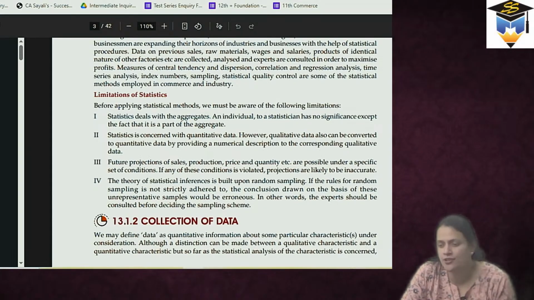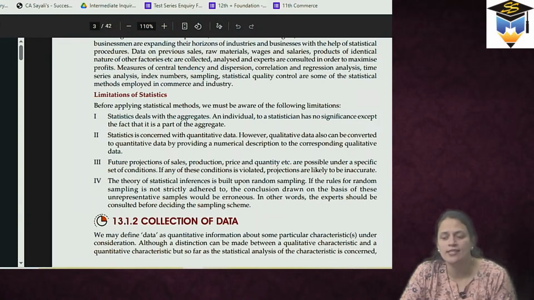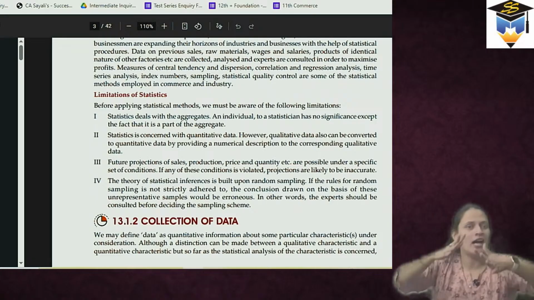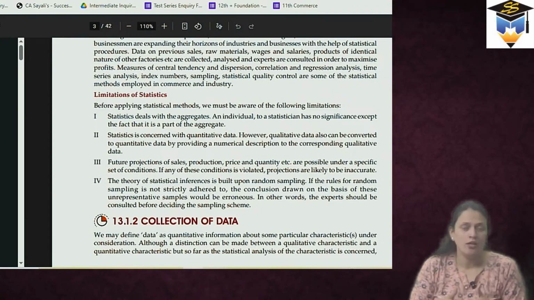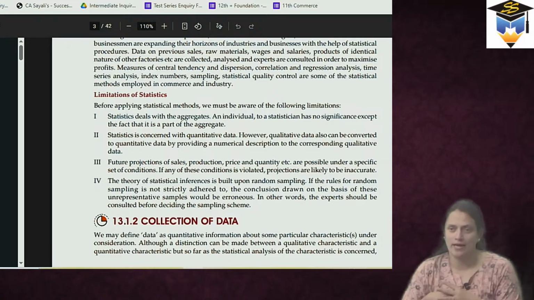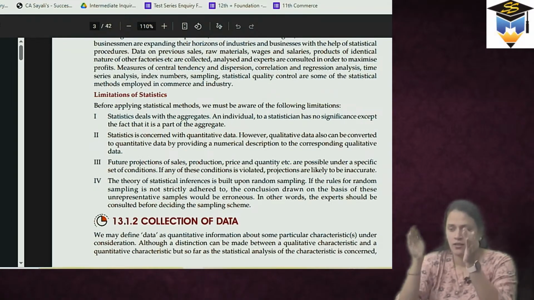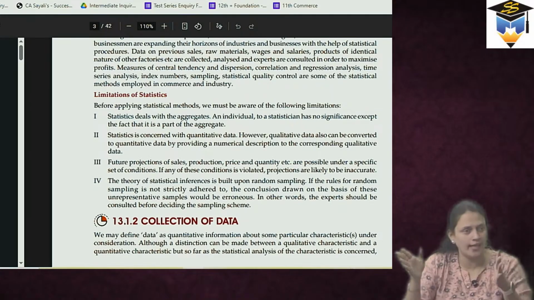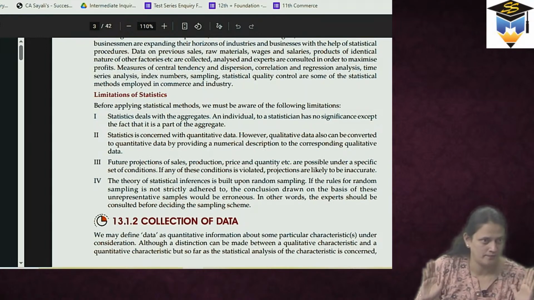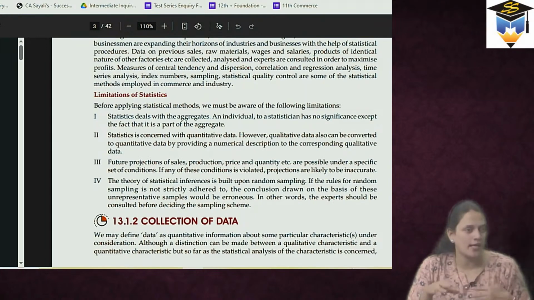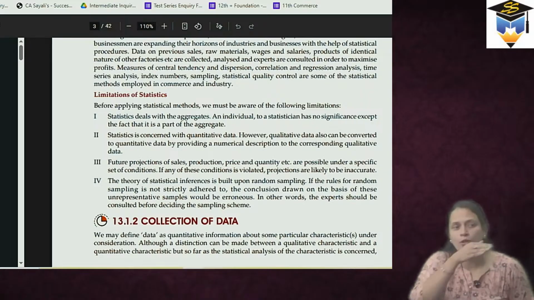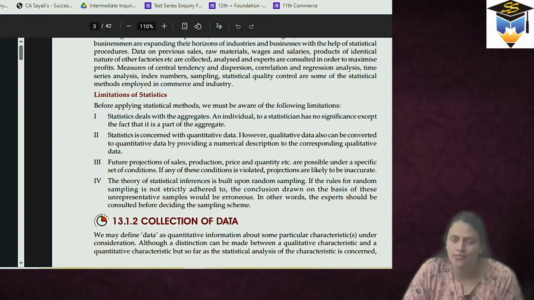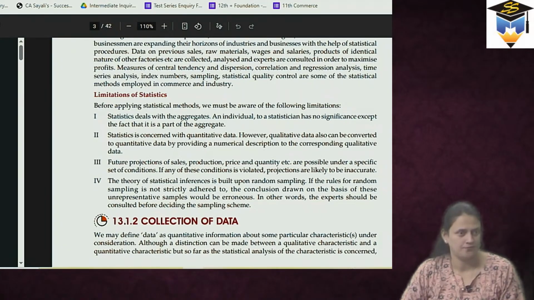So that's a limitation. And the theory of statistical inferences is built upon random sampling. Okay. Large area hai, suppose. So that area is first divided into 4 parts. And then that one part, 1/4 of the entire area, is going to give us a sample. So whenever a large amount of data is going to get analyzed, it will first be converted into a smaller sample. And each and every sample will be analyzed to get some result. Understood?